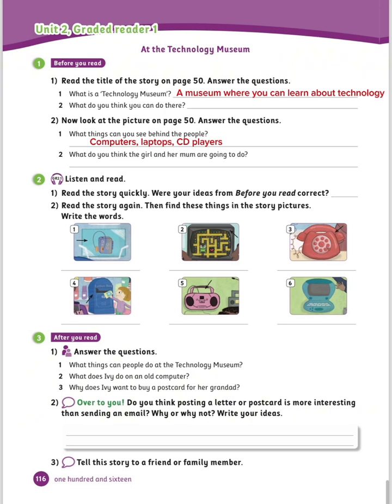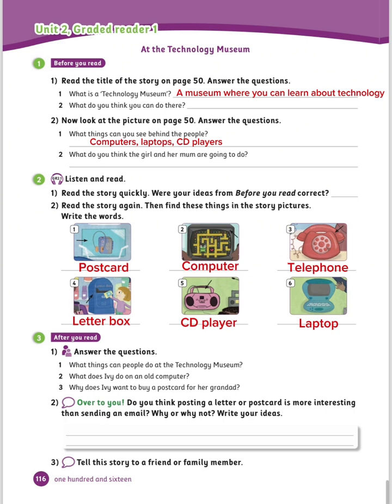Exercise number 2, listen and read. Read the story quickly. Were your ideas from before you read correct? Number 2, read the story again, then find these things in the story pictures. Let's see the answers. Number 1, postcard. Number 2, computer. Number 3, telephone. Number 4, letterbox. Number 5, CD player. Number 6, laptop.